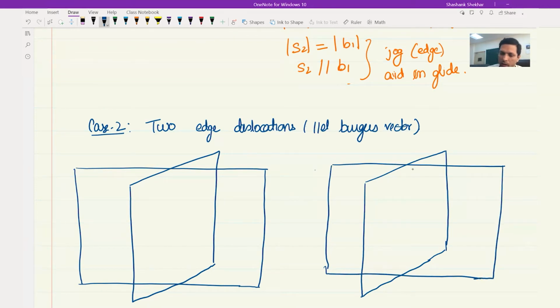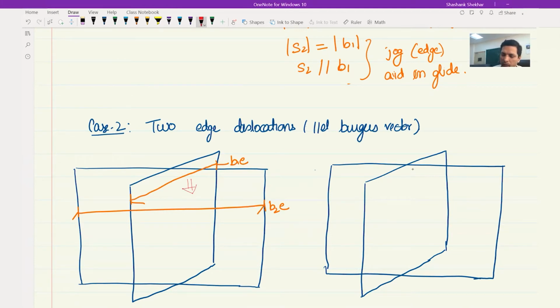And now I will draw the dislocations on them. So this is my first dislocation, and I will term it B1E, edge dislocation, and this one is B2E, and this one is moving in this direction. So eventually it will intersect.